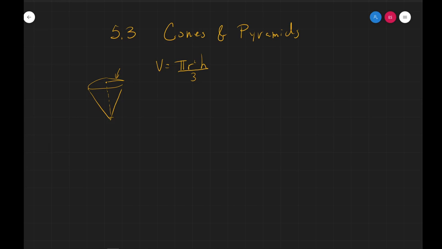But let's say we have a cone where we have a radius of 7 units, and our height of our cone is, let's say, 25 feet. So we take our volume equation, V equals pi times our radius, which is 7 squared, times our height, which is 25 feet, over 3. Hammer that into a calculator, and you get 1,282.8 cubic feet. That's the volume of our cone.